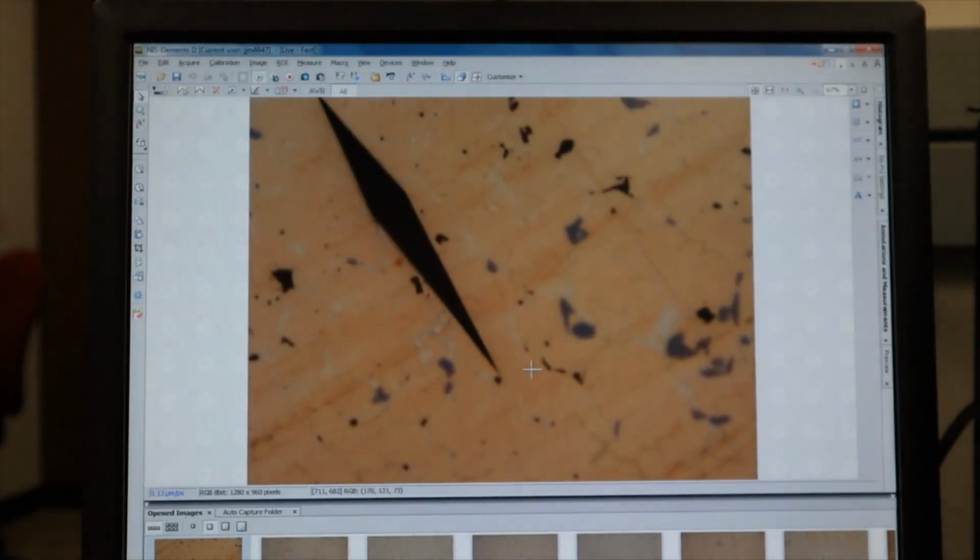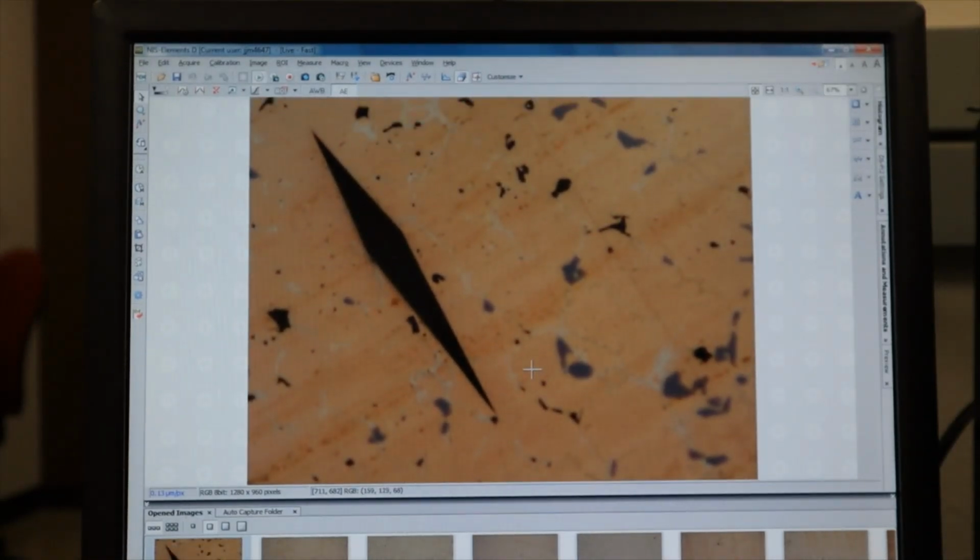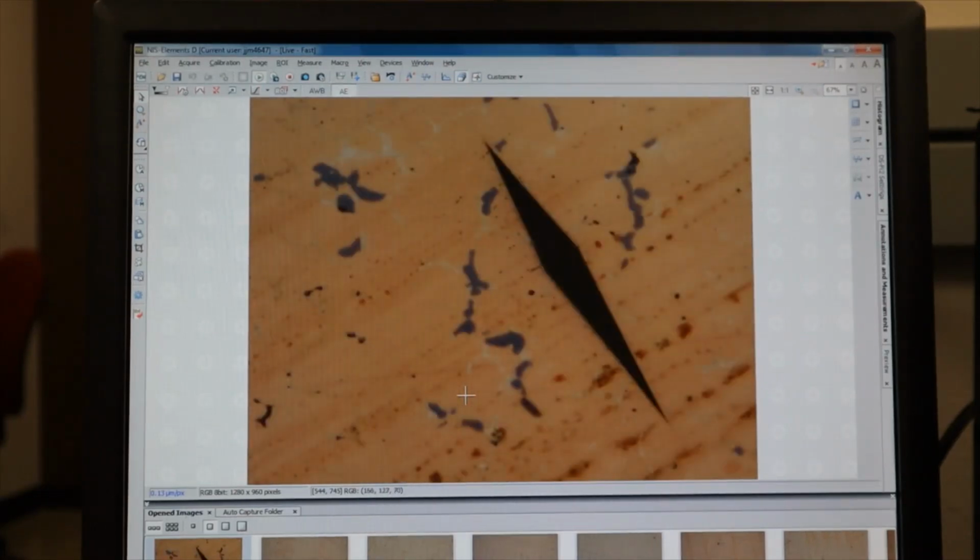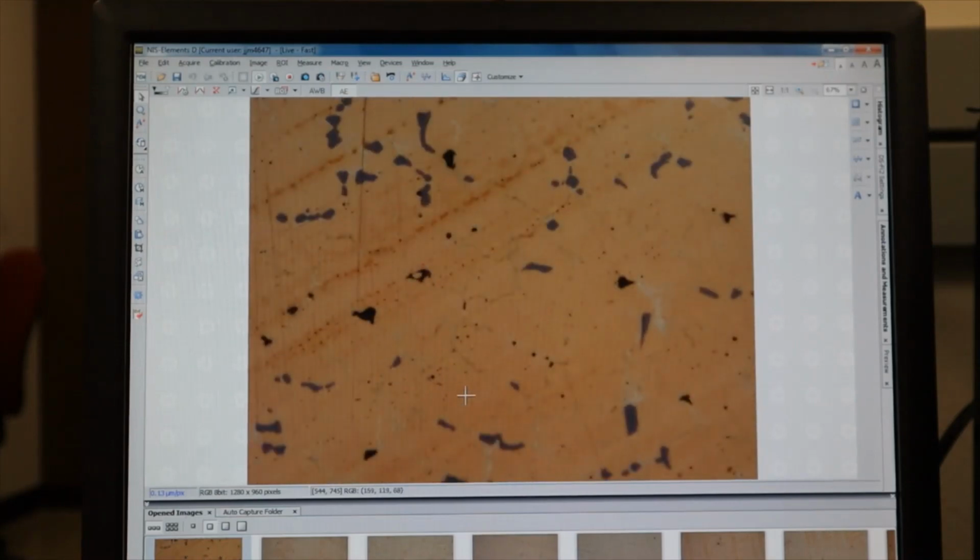Here is an old Knoop test. So when I was measuring the diagonal of my sample, I was measuring the distance from this point to this point. So let's move away from the Knoop just to get a nice microstructure. There we go.